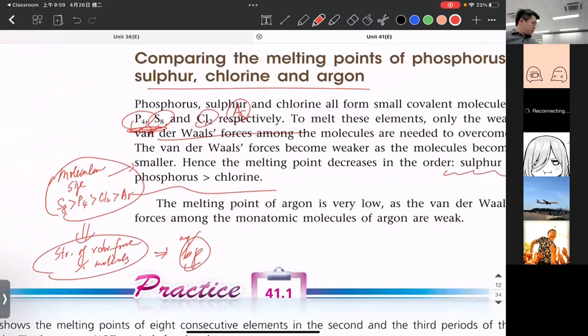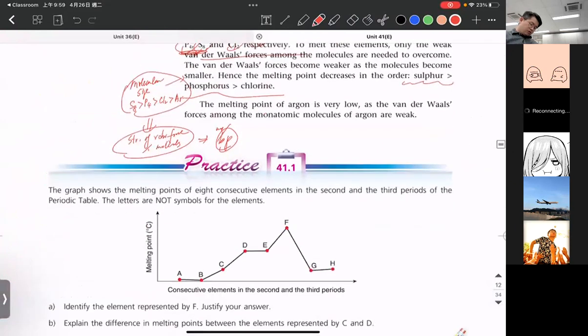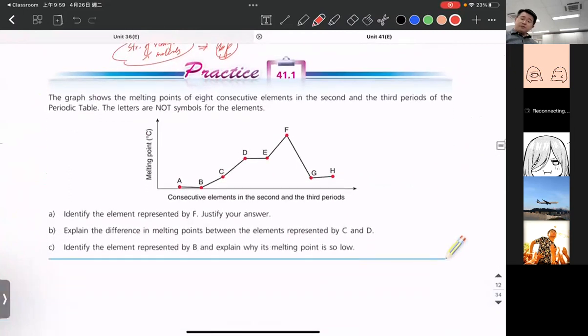Now, all those you have heard before. Now, in the last 10 minutes, take a look at that. Just finish them. Now, the graph below shows the melting point of consecutive elements in the second and the third period. Oh, you have to find out the boundary, right, which cuts between the second and third period. Do you find it? Identify the element represented by Y, justify, and answers B and C. Please spend some time on it. Do it now.